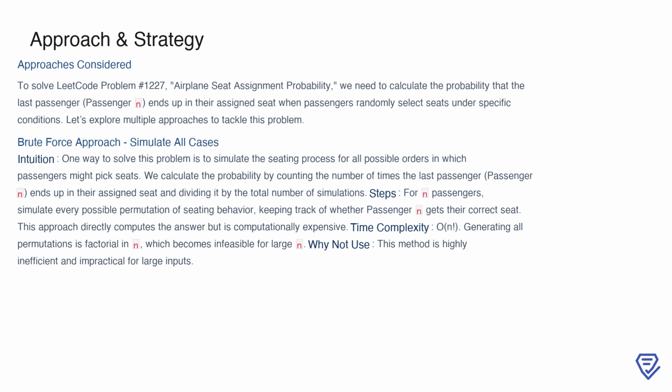However, this method comes with a significant drawback: it requires generating all possible seat arrangements for n passengers, which has a factorial time complexity of O(n!). This quickly becomes computationally infeasible as n grows, making brute force an impractical solution for larger input sizes. While this method provides a direct way to compute the result, its inefficiency limits its usefulness in this problem.